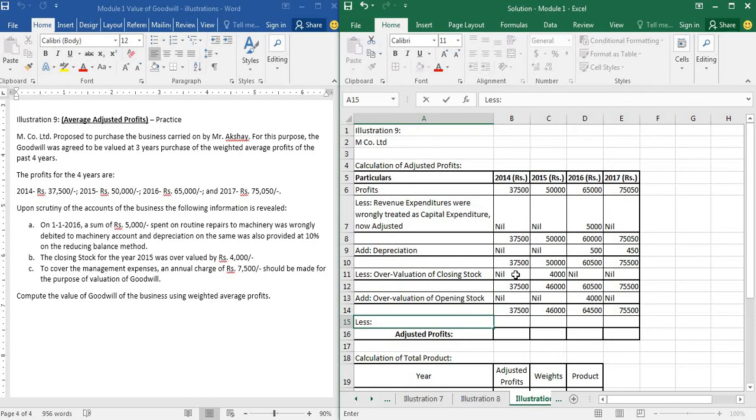For the sake of valuation of goodwill, we are going to mention management expenses and subtract it from all the years: 7,500 on all 4 years. For people who do not understand the logic of this, whenever there is a term given as management expenses, you have to reduce it from all the years' profits. Minus this.